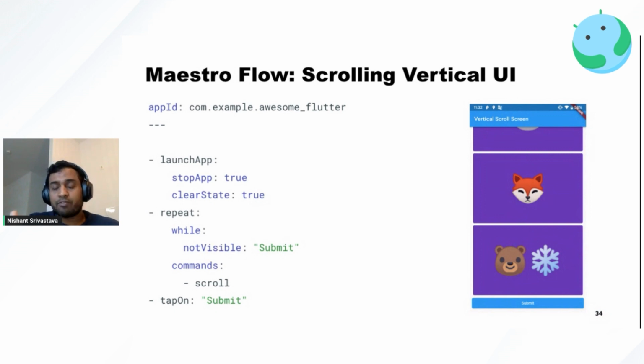And what you have to do is that you have to scroll through them. And then at the bottom, there is a submit button and it will try to click on it. So what we are doing in this case right now is that the test is literally saying that you launch the app, stop the app if it's already running, clear the state, and then go on and start scrolling. So what it's saying is that you will repeat the command scroll as long as submit button is not visible.